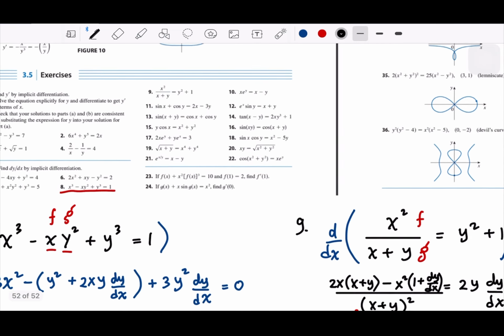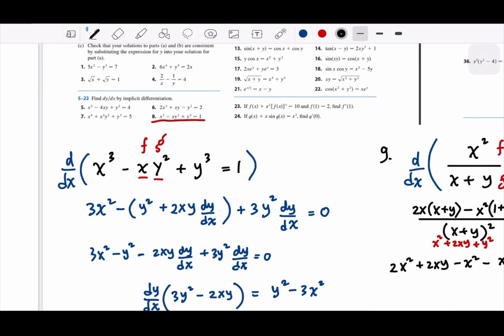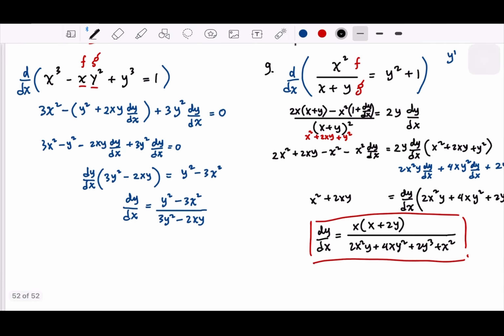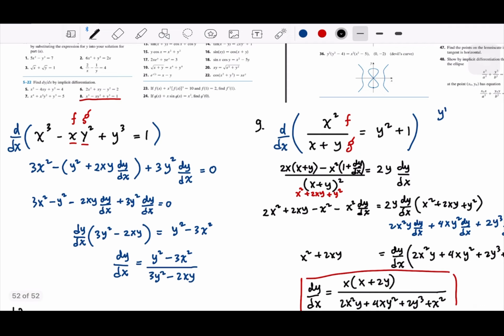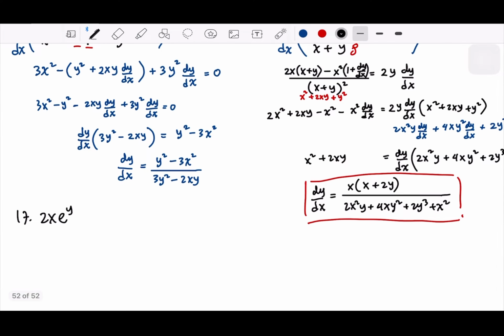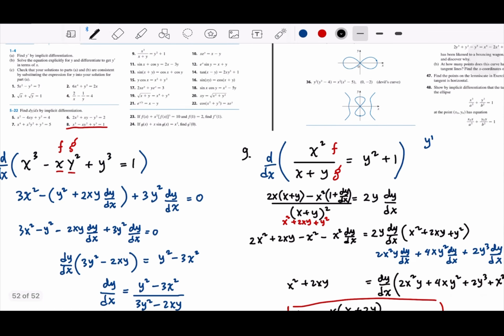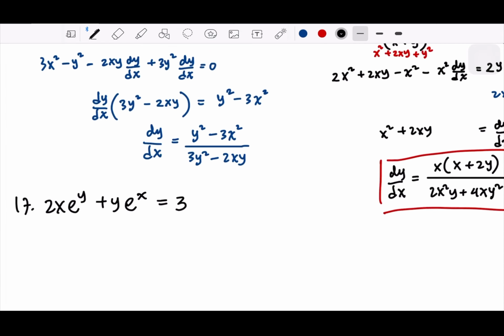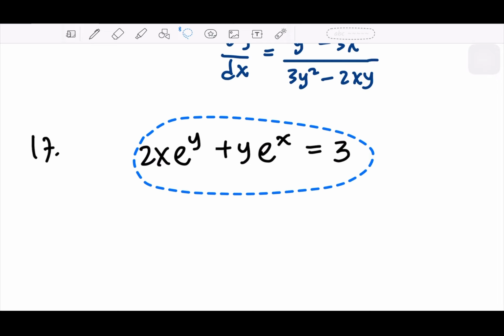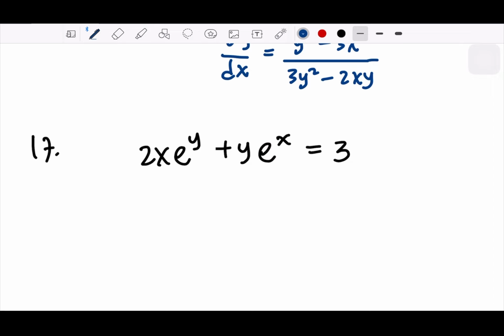17 is okay. 17 is 2x e with power of y plus y e with power of x equals 3. Let me take this a little bit right. And it's still the same question. We need to derive this.